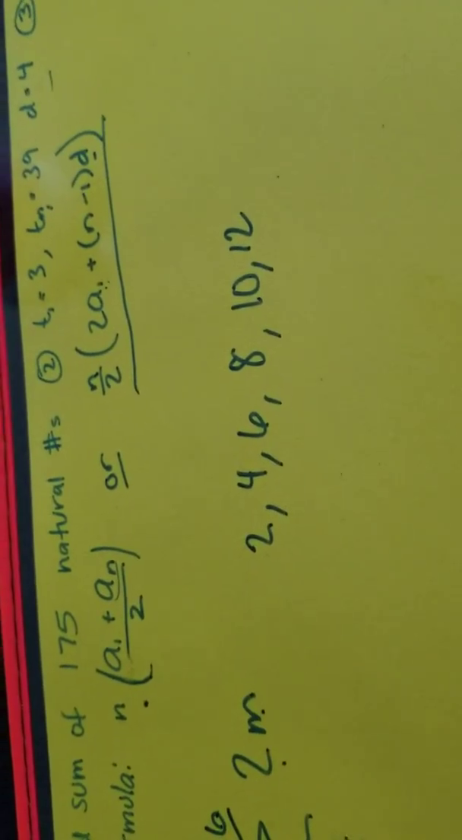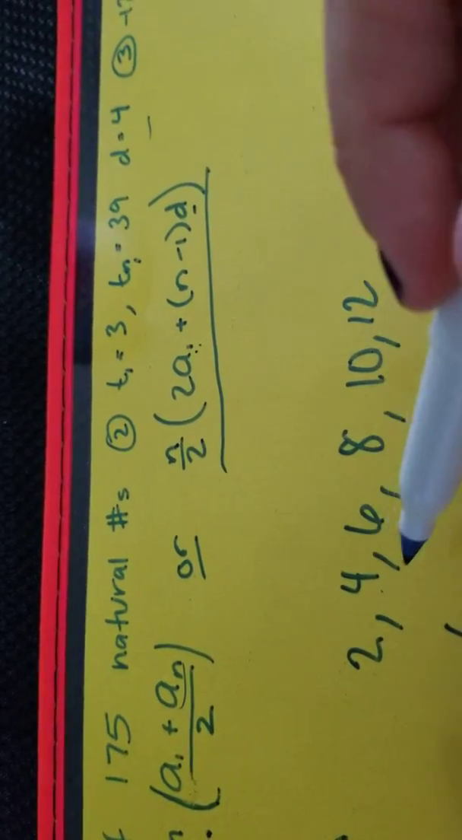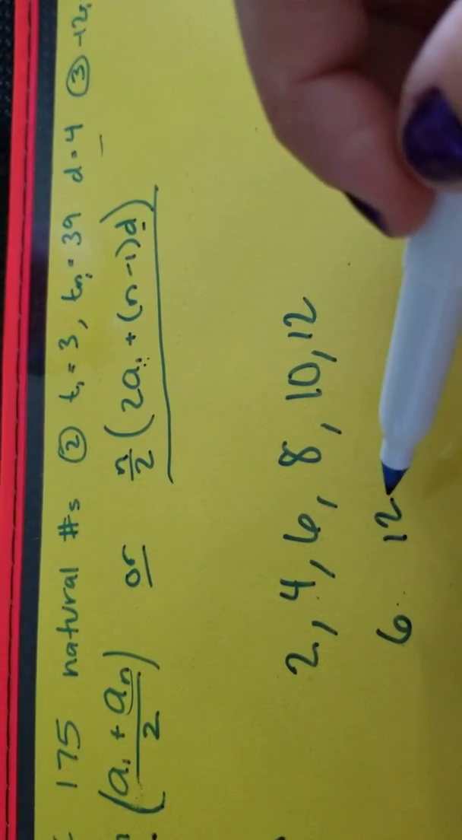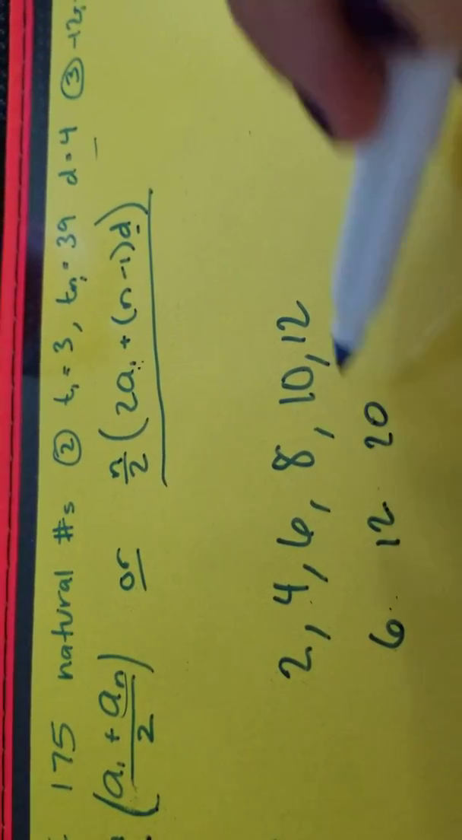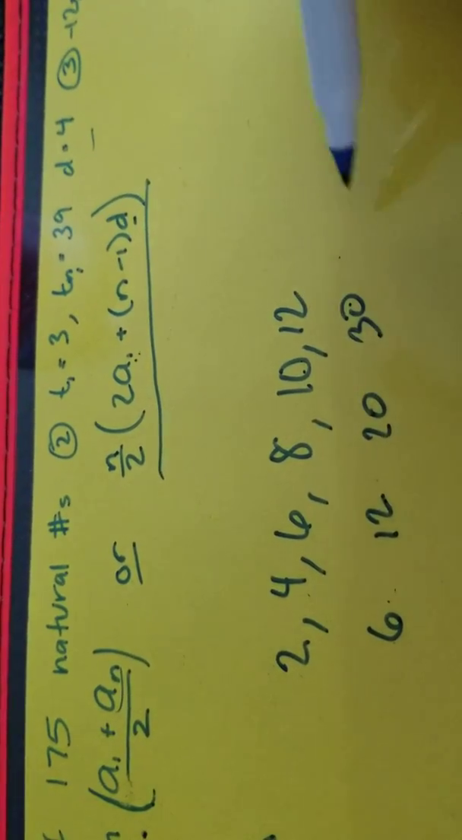Okay, now I just add these up. So 2 plus 4 is 6. 6 plus 6 is 12. 12 plus 8 is 20. 20 plus 10 is 30. And 30 plus 12 is 42.